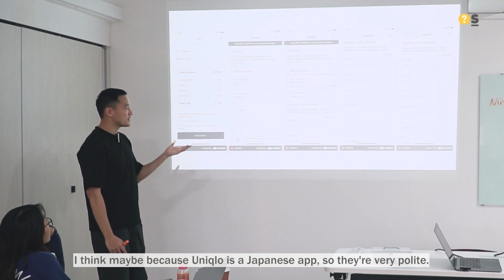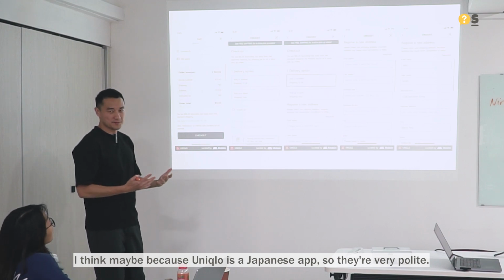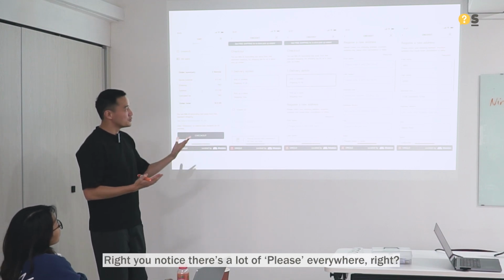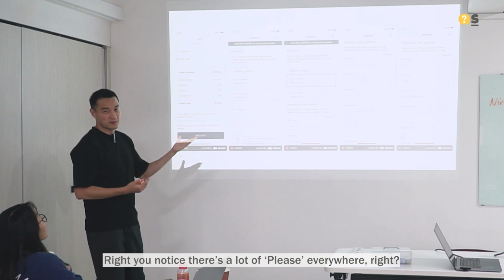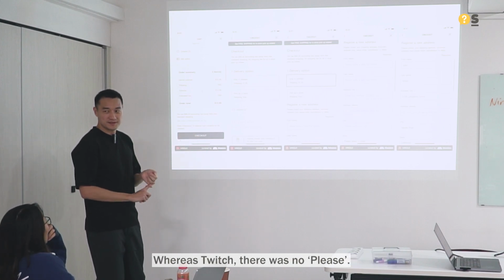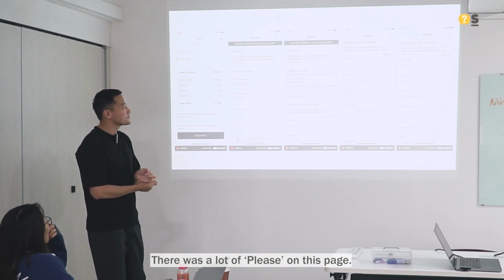But I think maybe because Uniqlo is a Japanese app, so they're very polite, right? You notice there's a lot of please everywhere, right? Whereas Twitch, there was no please. There's a lot of please on this page.